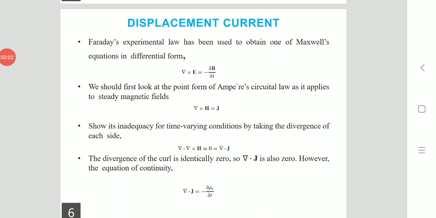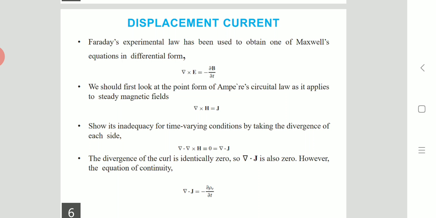Hello students, in the previous lectures you have seen the introduction to time varying fields and the Maxwell equations. I have also produced one more video regarding Faraday's law, that is, how we can obtain the motional EMF, and the static EMF, which you can call the transformer EMF, and the dynamic EMF.